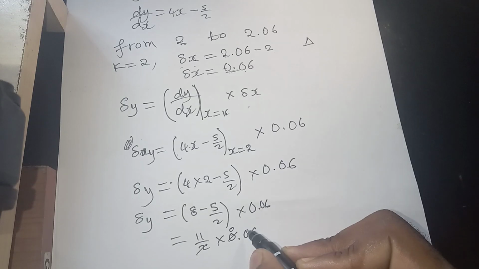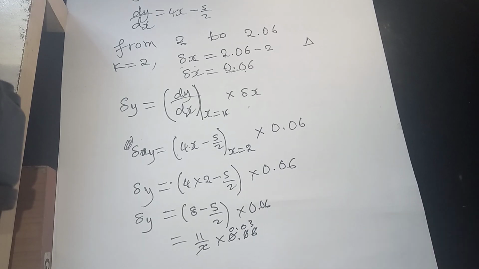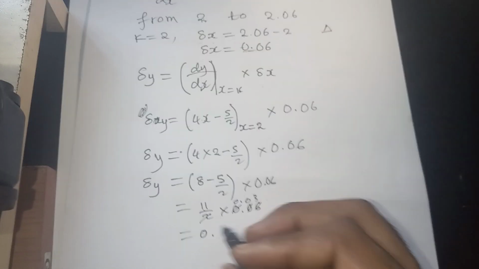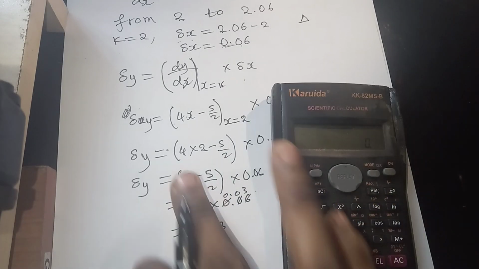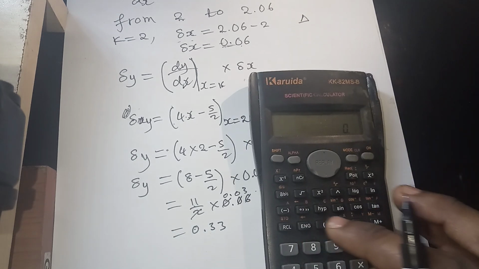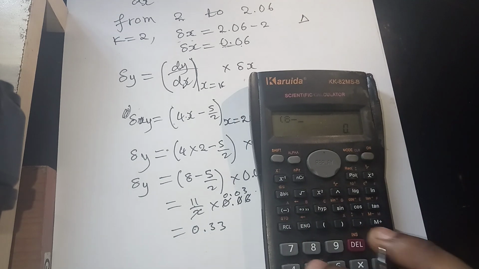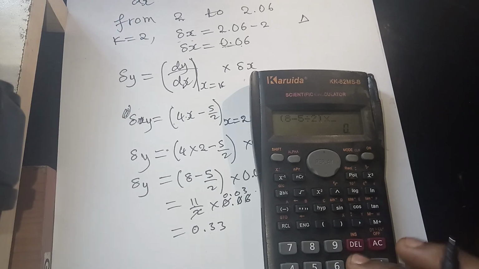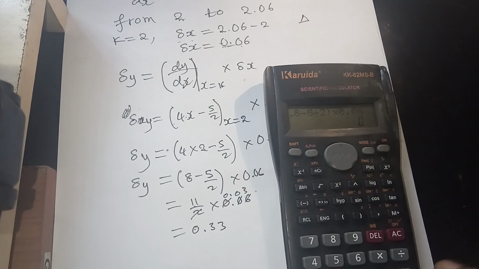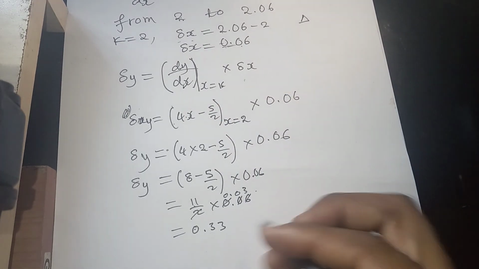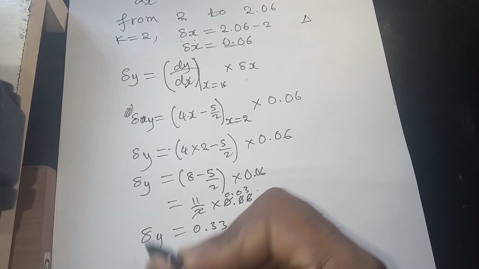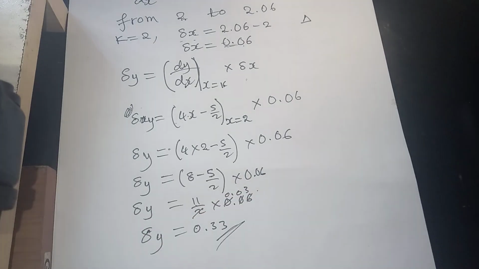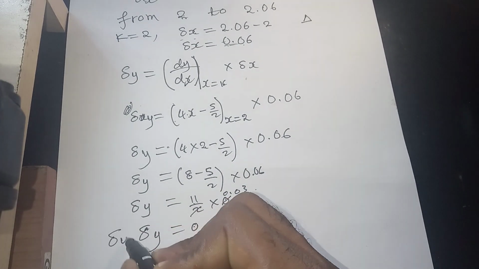We can reduce our numbers. Something like 0.33, let me just verify it. Starting from there, you can say 8 minus 5 divided by 2 multiplied by 0.06. Yes, this is 0.33, and that's your answer. That's the small increment in y. Please, this is not an x, it's delta y.